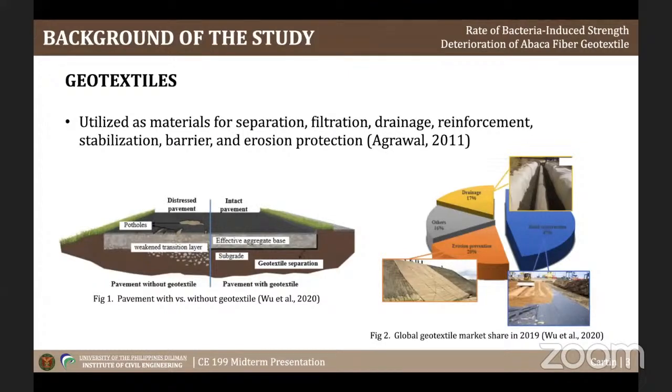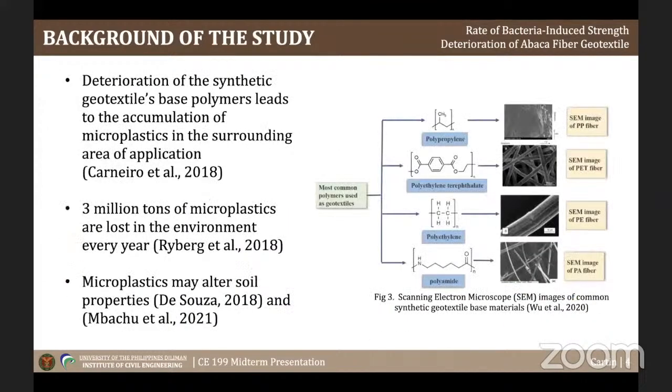In the industry, synthetic is more commonly used. However, when synthetic geotextile deteriorates, it leads to the accumulation of microplastics. Furthermore, microplastics may alter soil properties, such as decrease in soil bulk densities and the weakening of forces holding the soil particles together. The conscious consideration of the environmental impacts of synthetic geotextiles has trailblazed the emergence of studies on natural fibers as possible alternatives.